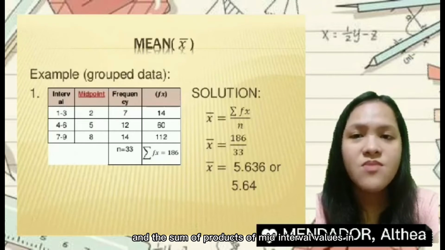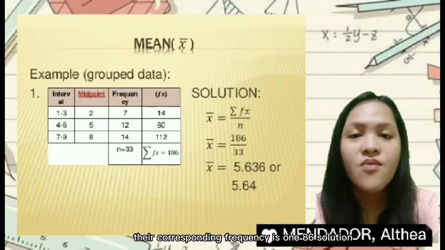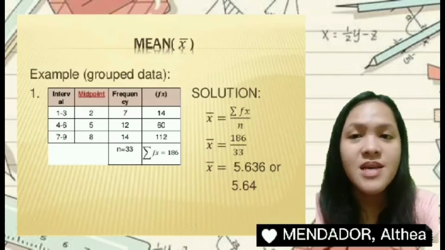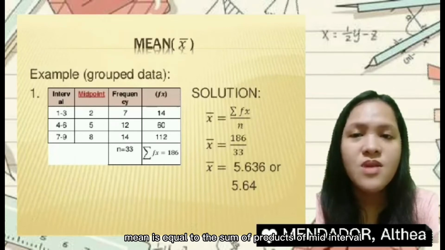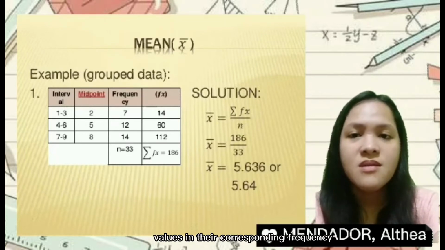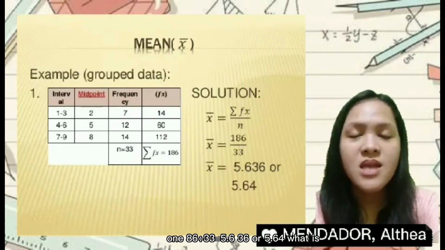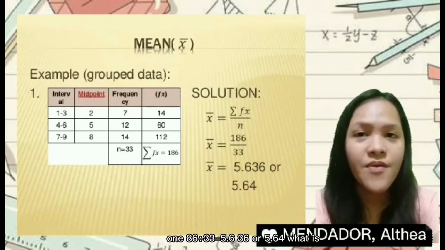And the sum of products of mean interval values and their corresponding frequency is 186. Solution. Mean is equal to the sum of products of mean interval values and their corresponding frequency divided by total frequency. 186 divided by 33 is equal to 5.636 or 5.65.